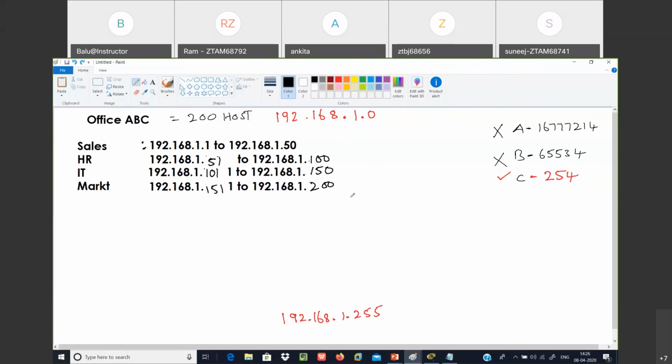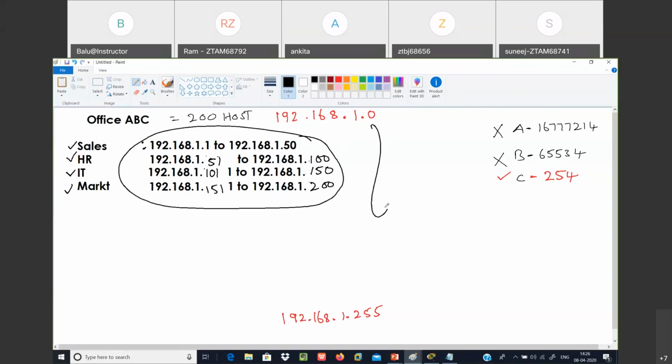Right. Here my question is: sales department, HR department, IT department, marketing department, all department computers can communicate with each other. Yes, they can communicate. What is the reason? Because all are in the same network address, right? Same network. Yes. All departments can communicate with each other because all are in the same network address.